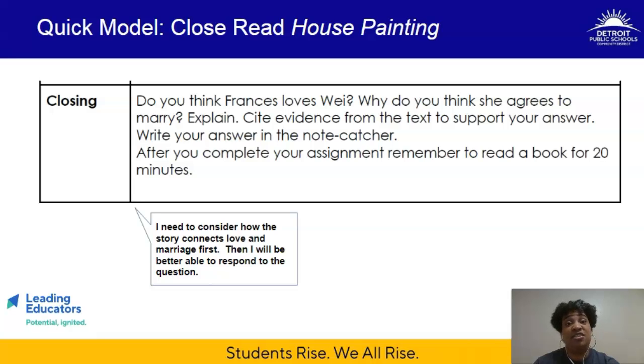All we're asking is for you to have an opinion now. So you've gathered evidence, you've read through the text, you've examined and evaluated the interactions between the characters and their conversations, and you have formulated an opinion by now. So now that you have that opinion, you can answer that question, and then you're going to have to think about the connection between love and marriage and talk about why you think Frances actually decides to marry Way based on what you think her feelings are.